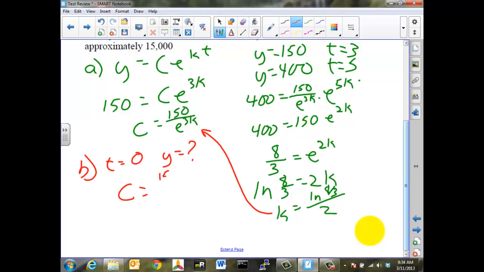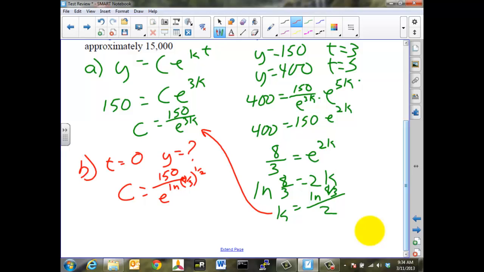So it'll be 150 over e to the ln of 8/3 to the 1/2. Do y'all see how I got that 8/3 to the 1/2? Because it's ln of 8/3 divided by 2. It's the same as ln of 8/3 times 1/2. So we can move the 1/2 up.